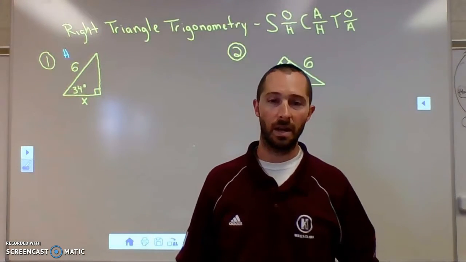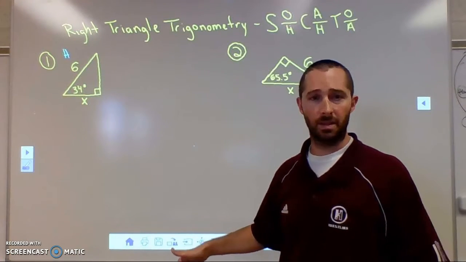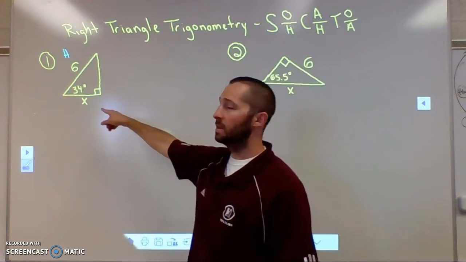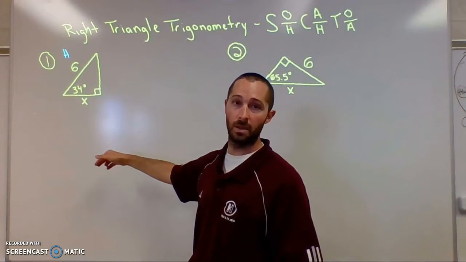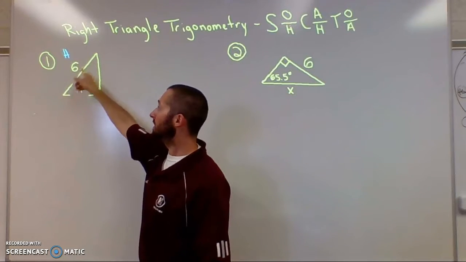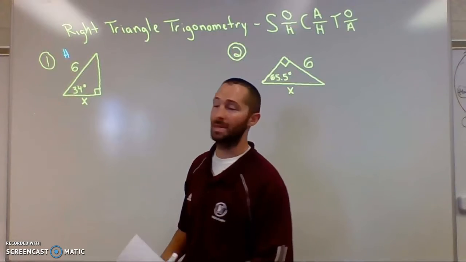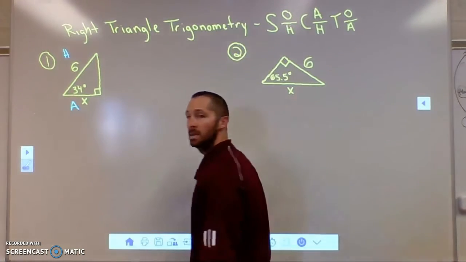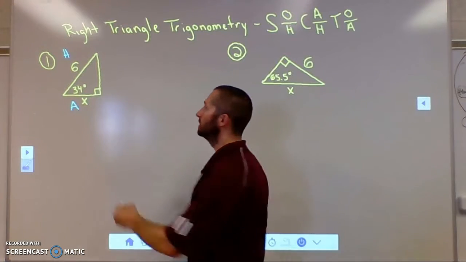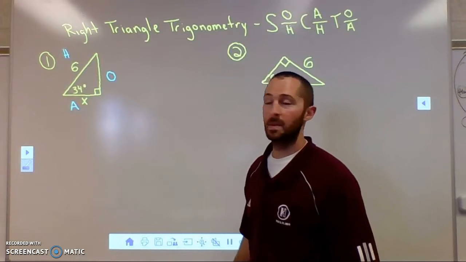Then the next part is deciding opposite and adjacent. Adjacent means next to. The angle in question is 34 degrees. There are two sides that are adjacent to the 34-degree angle. One is 6, the other one is x. Since we already know that 6 is the hypotenuse, that means that x has to be the adjacent side. And by process of elimination, the unknown side is opposite.